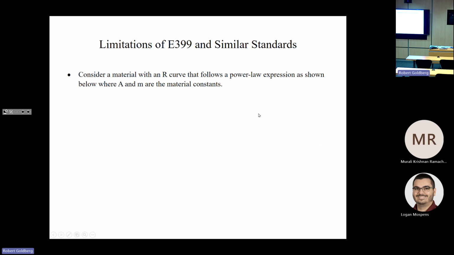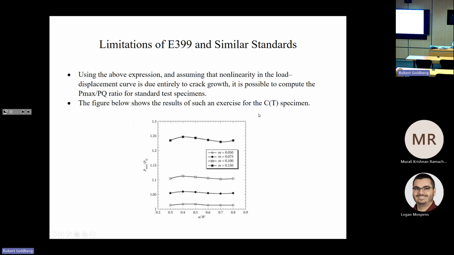If you have an R curve that follows a power law extension, such that your R curve is equal to A times the change in crack length to some constant M, where A and M are material constants, then by assuming the nonlinearity is due entirely to crack growth, it is possible to compute the Pmax over PQ ratio for standard test specimens. If you do that, you get figures like this for your compact specimen.